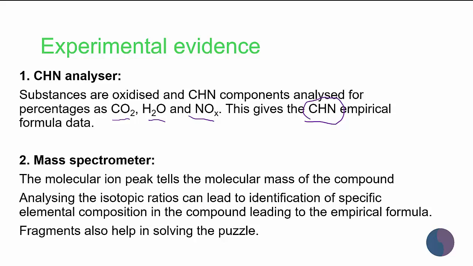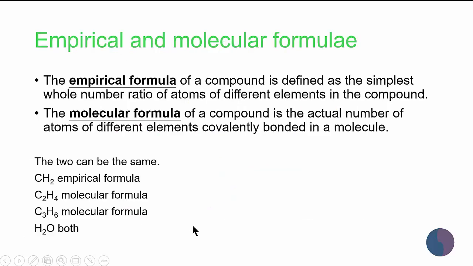The mass spectrophotometer you're quite aware of already, so you can see it's very easy for it to get a molecular mass, because the highest peak is just the molecule that has a charge. If you do a further, more difficult in-depth analysis of the isotopic ratios, you can actually get to an empirical formula that way as well. And the fragments also help. Okay, so that's some of the ways we get the data for an unknown compound.